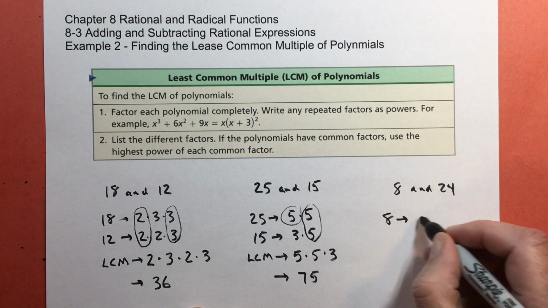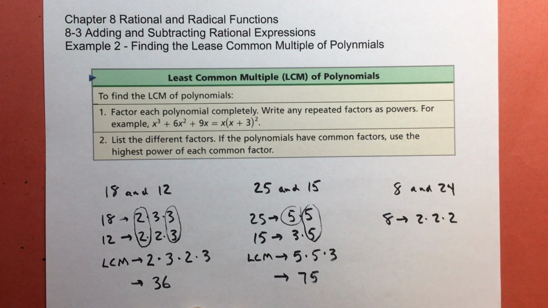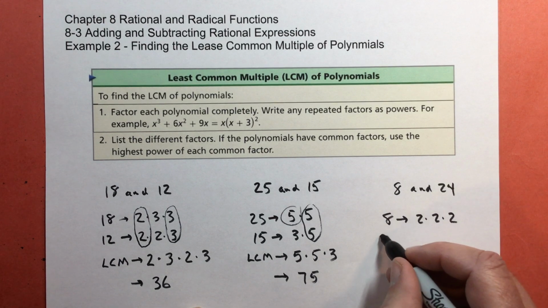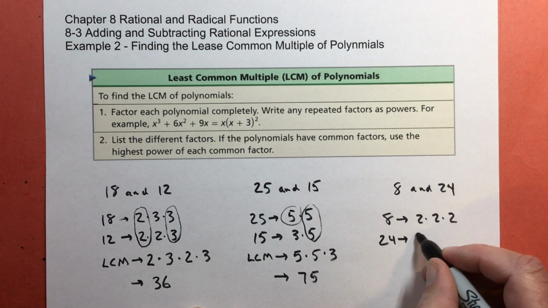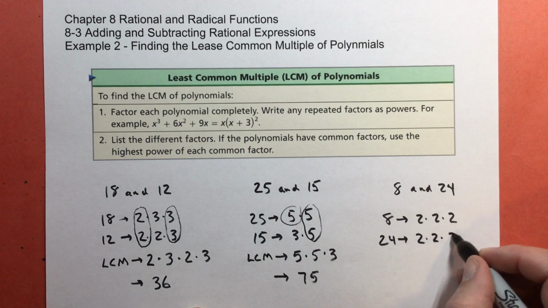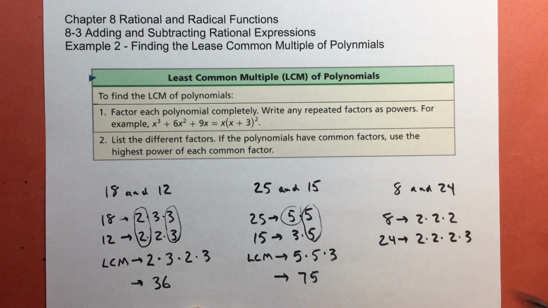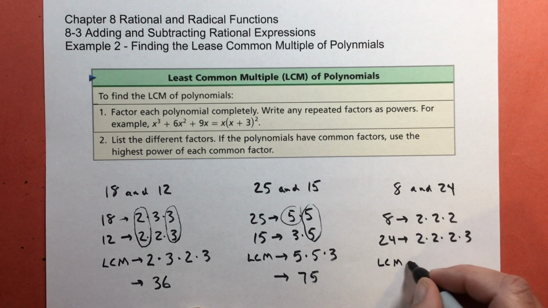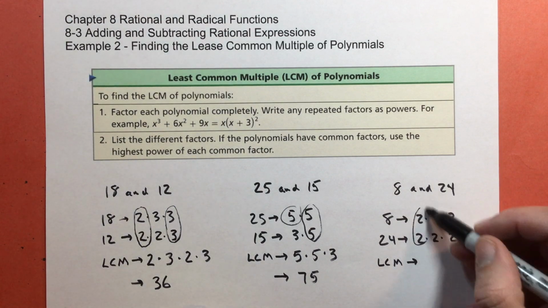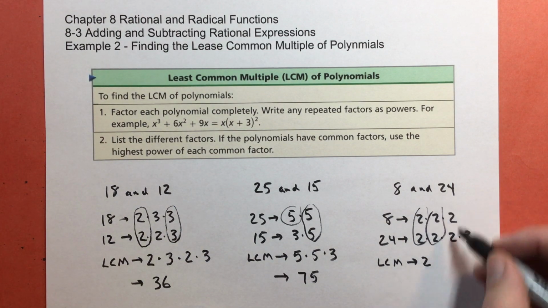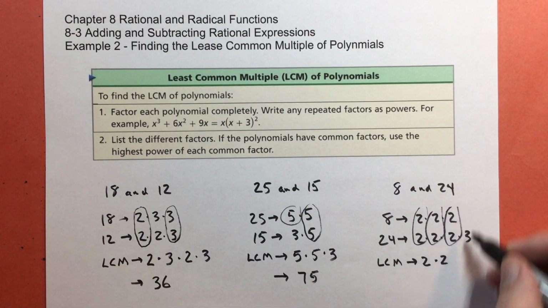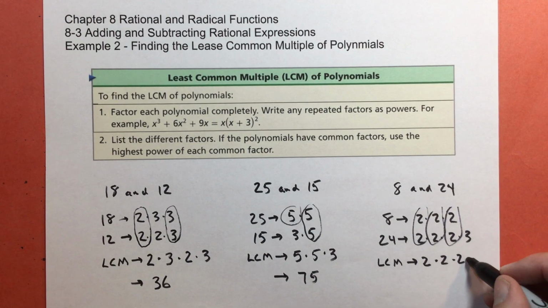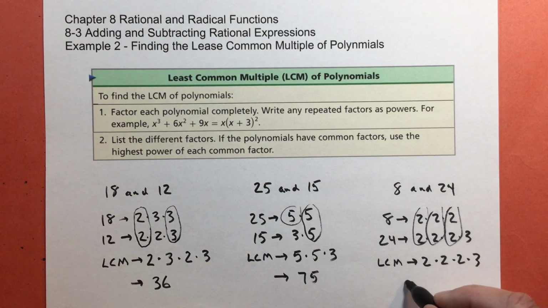So 8 is 2 times 2 times 2, and 24 is 2 times 12, which is 2 times 6, which is 2 times 3. My least common multiple: both of them share a 2, both of them share another 2, both of them share another 2, and this extra 3 came along for the ride. So my least common multiple is going to be 2 times 2 times 2 times 3, which is 24.